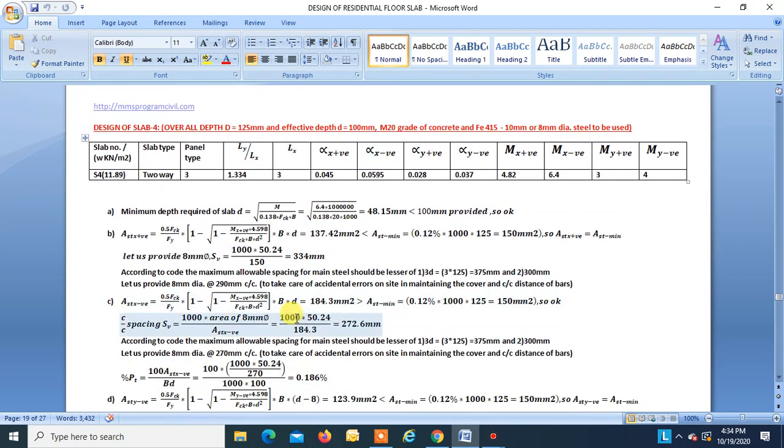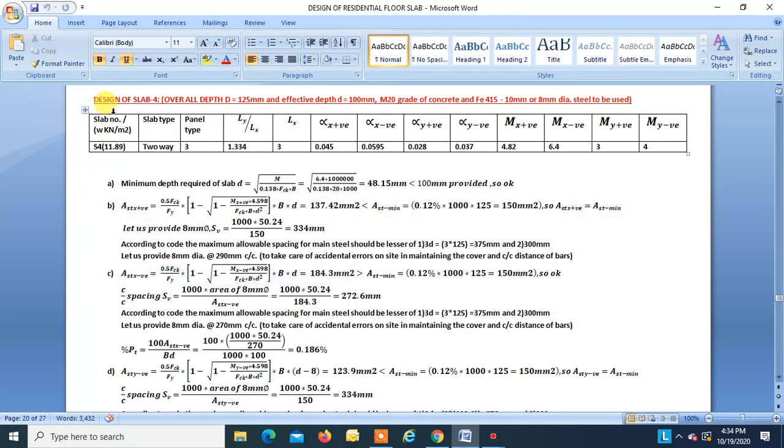Now slab 4, D is equal to 125. Effective depth is 100. M20 grade concrete, Fe415, and we will be using 8 mm dia bars. So find the minimum required depth D for maximum moment 6.4. That is 48.15. We have provided 100, so safe, and the section is singly under reinforced.